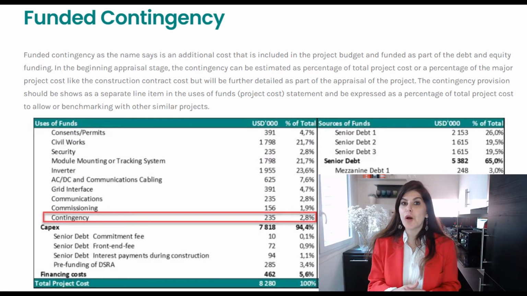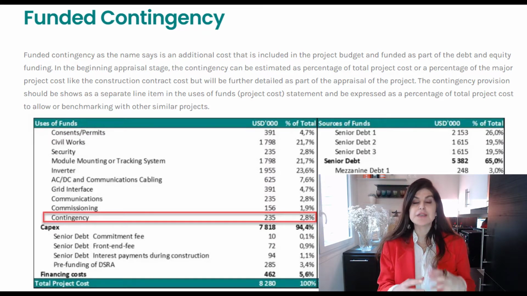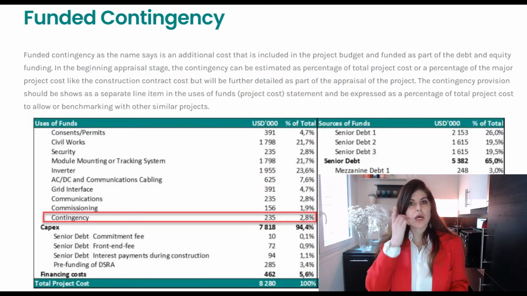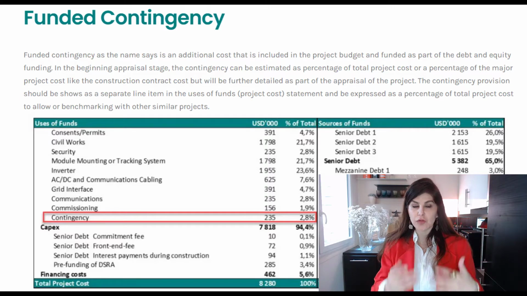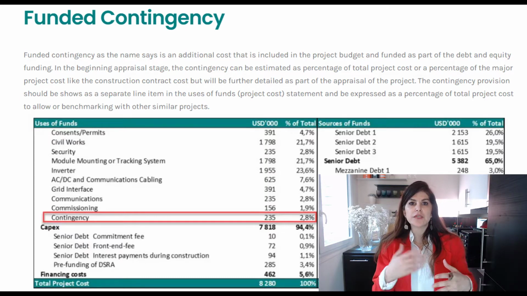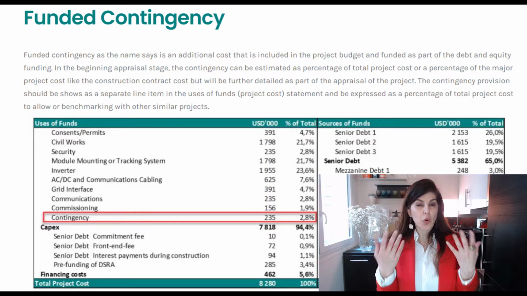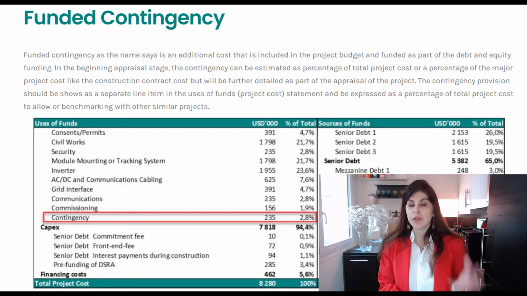Okay, now I'm going to talk to you about funded contingency. Funded contingency is a type of contingency that is included in the project budget and is funded by debt and equity. So as we said, when you first submit your proposal, the lenders will have a look at each of the cost estimates, and they will discuss it with their technical advisors, and they will all see whether they are okay with your estimated cost, whether they think that the costs are basically representing the realities of the project, and whether they can use it as their base case.